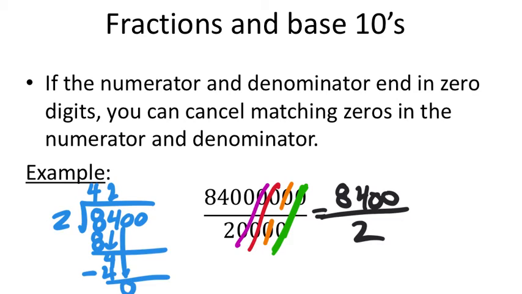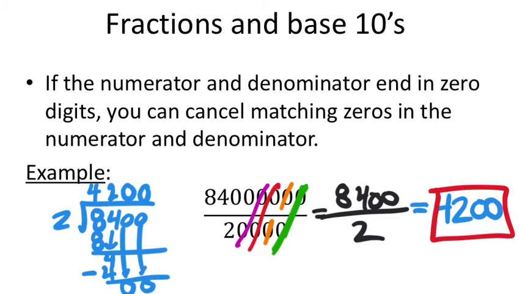Drop this 0. 2 goes into that 0 0 times. 2 goes into the second 0 still 0 times. So to finish fully simplifying this, we would just write it out as 4,200. So that's the nice thing about the zero thing, is that, again, it made this division a little bit smaller. And that's a nice strategy until we can start using calculators anyways.